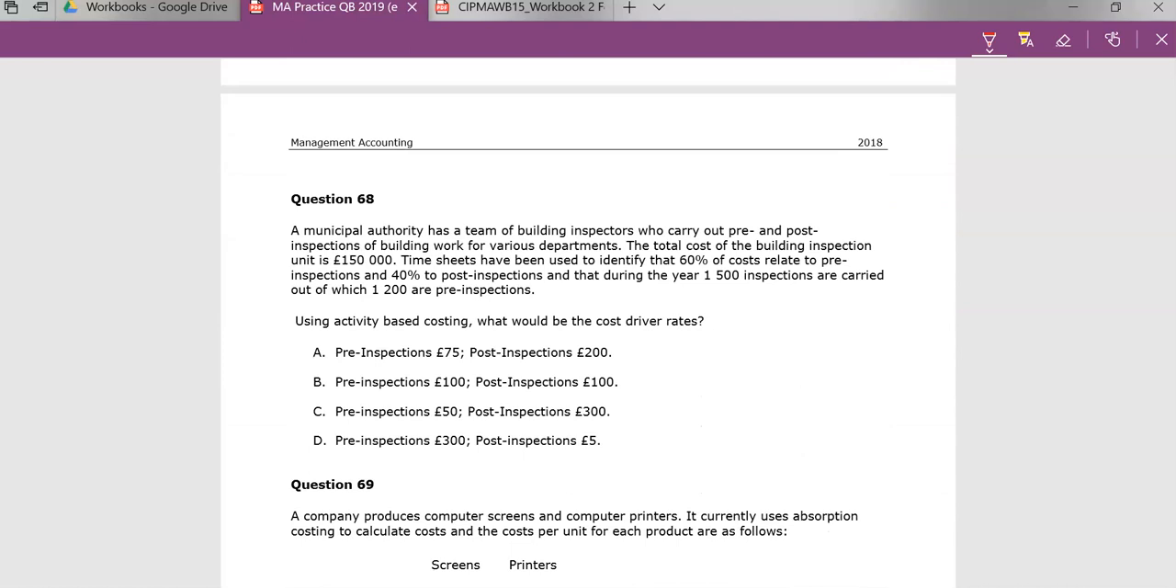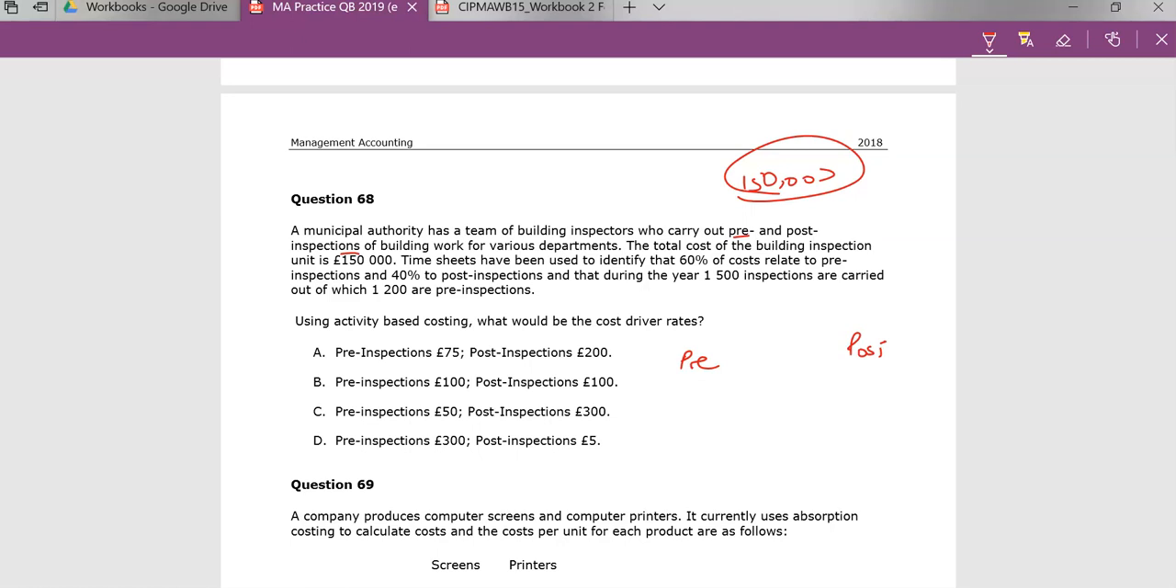Okay, great. And let's look at what's happening here. Be careful, we always read these things very carefully. They're really cheeky. So a municipal authority has a team of building inspectors which carry out pre and post inspections. The total cost of the building inspection is 150,000. Timesheets have been used to identify that 60% of these costs relates to pre-inspection.